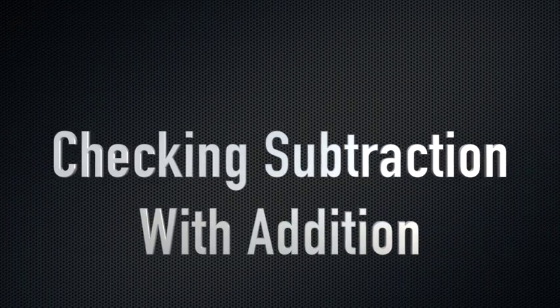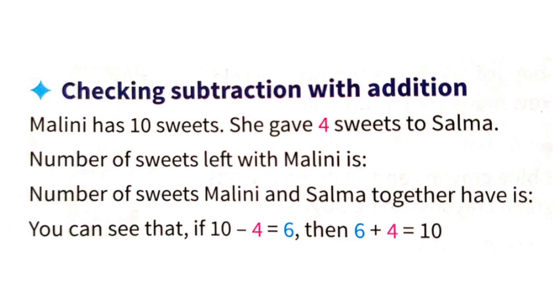Checking subtraction with addition. So children, whenever you subtract a number from another, you can always check if the answer is correct or not using addition. Malini has 10 sweets. She gave 4 sweets to Salma. The number of sweets left with Malini is 10 minus 4, which equals 6.